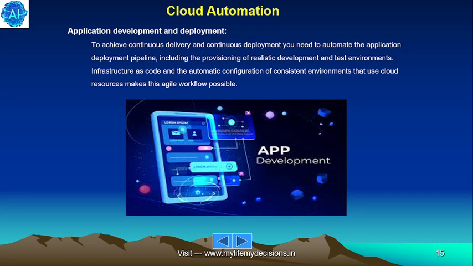Application development and deployment. To achieve continuous delivery and continuous deployment, that is CI/CD, you need to automate the application deployment pipeline, including the provisioning of realistic development and test environments. Infrastructure as code and automatic configuration of consistent environments that use cloud resources makes this agile workflow possible.